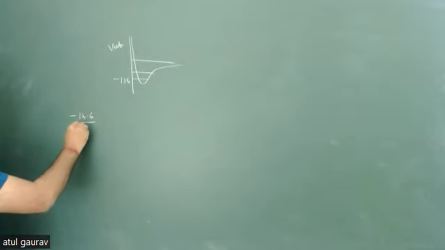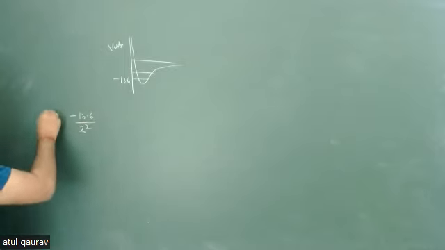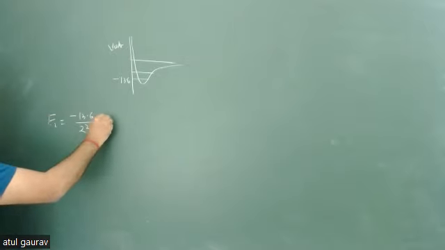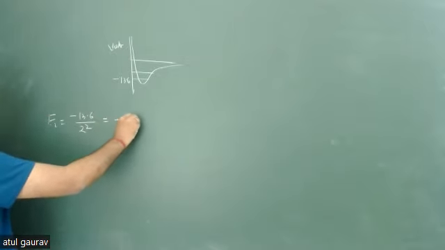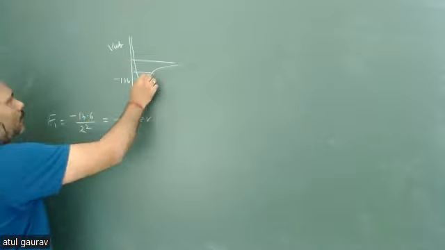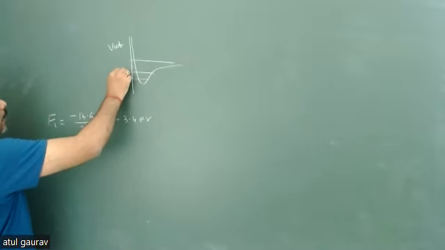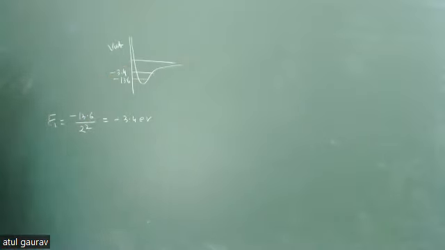What will be the first excited state energy? Minus 13.6 by 2 squared. So this is your E2. That is minus 3.4 electron volt. So this is your minus 3.4 electron volt.